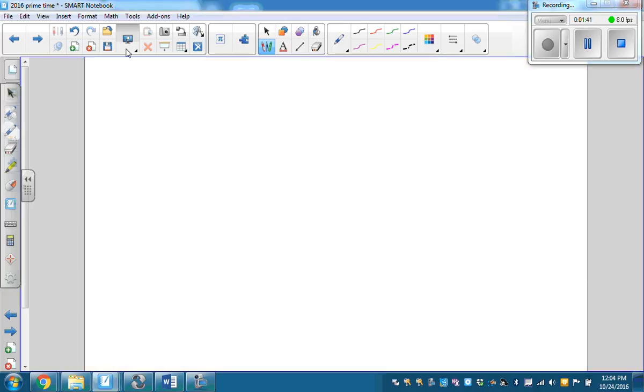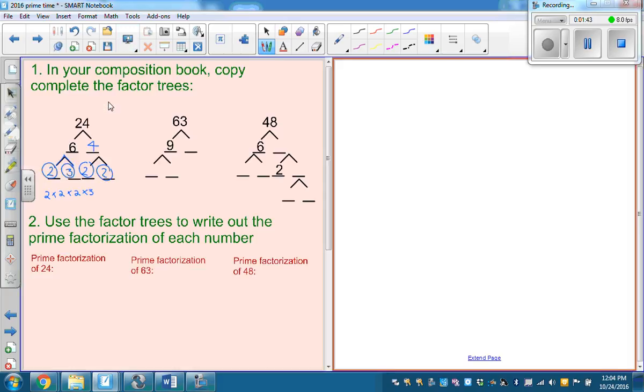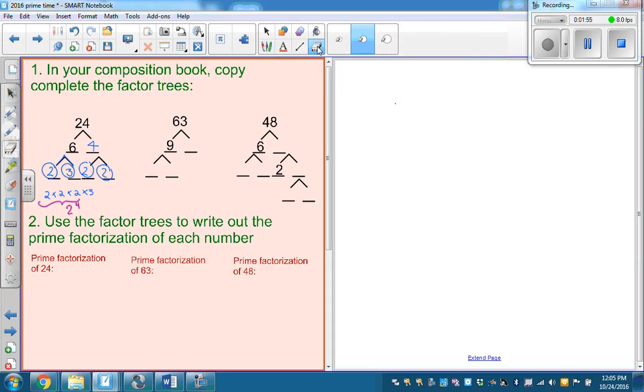So the thing you would want to do is check your work. Also write it as exponents. In this, there are 3 twos. So we write that as 2 to the 4th. I mean, 2 to the 3rd power. Sorry about that. 2 to the power of 3 times 3.